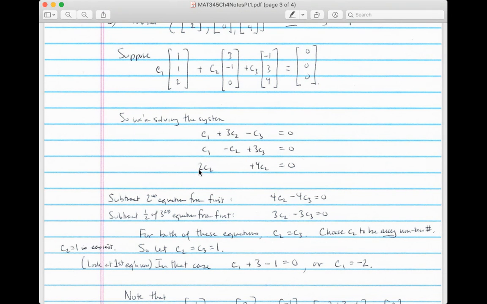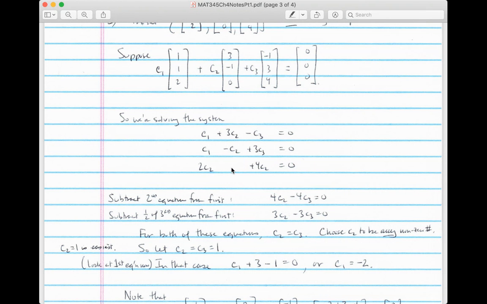Then if I multiply the third equation by 1/2 and then subtract it from the first equation, this should be a 1, by the way. This should be a 1 and this should be a 3. I didn't catch that error. So I've got 2C1 plus 4C3 equals 0. So when I do that subtraction, take 1/2 of this and subtract it, that goes away.